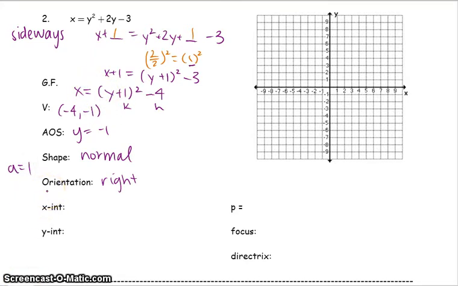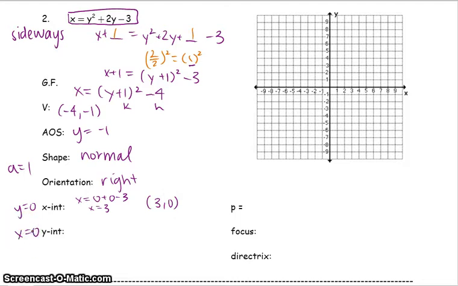Now with your x and y intercept, it's a little bit different. You can't plug this equation into your calculator because it is not a function. So we're going to have to find our x and y intercept by hand. So our x-intercept, that is when our y is equal to 0. So when we plug 0 in, we would get 0 plus 0 minus 3. So x equals -3. That gives us our x-intercept of (-3, 0).